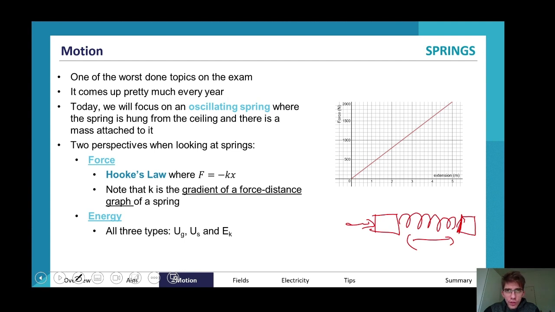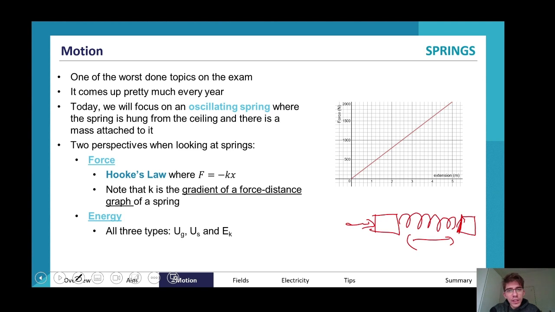The compression of the spring will be proportional to the amount of force that we are applying. And that should make sense, right? The more force we apply on the spring, the more it will compress.